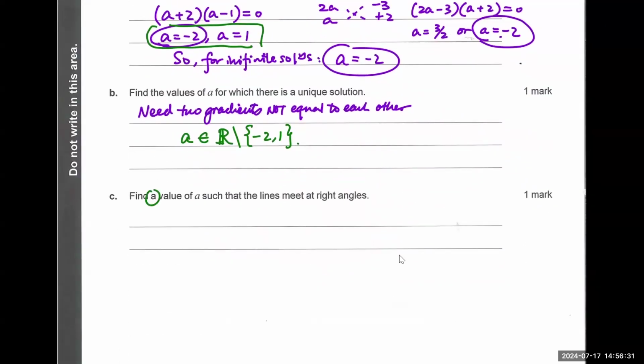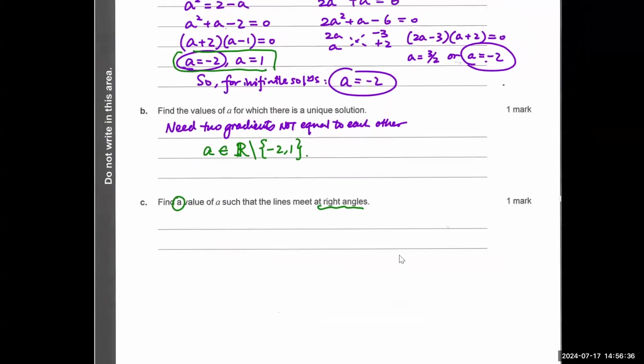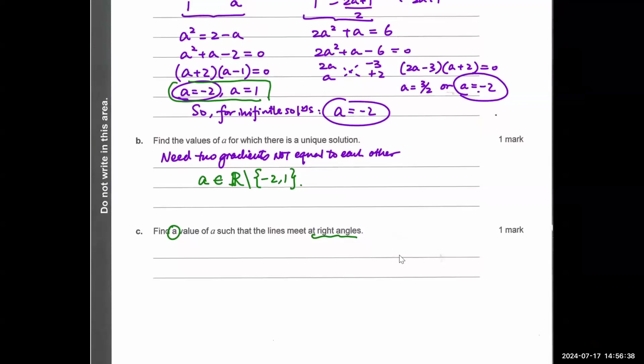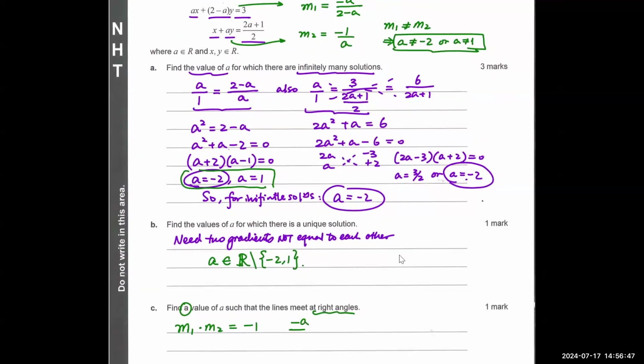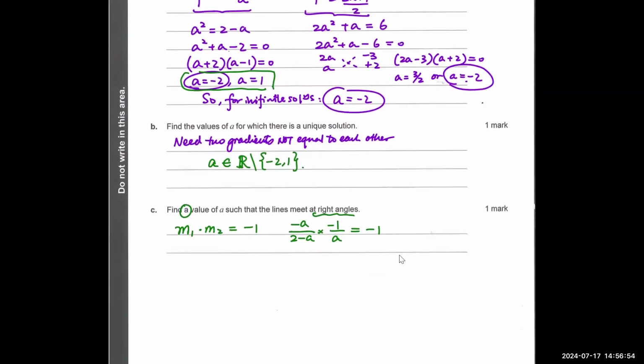Part C, find a value of a such that the lines meet at right angles. So we could actually say, okay, gradient 1 times gradient 2 equals negative 1. Then I should get negative a divided by (2 minus a) times negative 1 over a equals negative 1. So you should get 1 over (2 minus a) equals negative 1, and a minus 2 equals 1. So a equals 3.